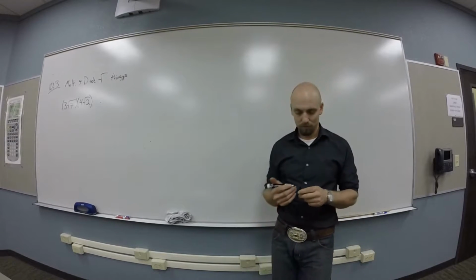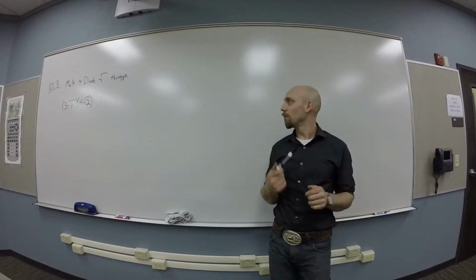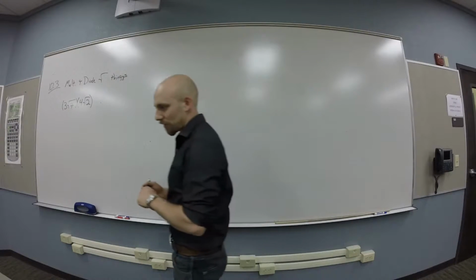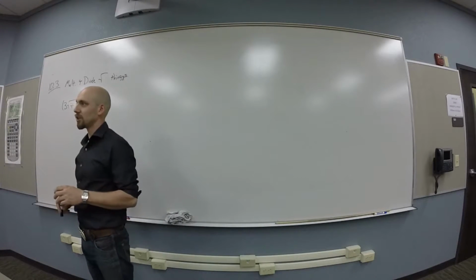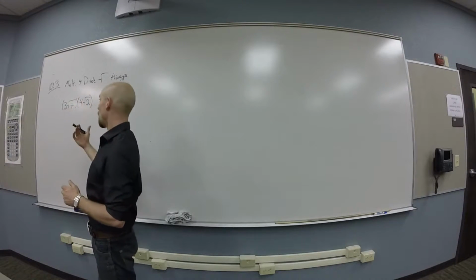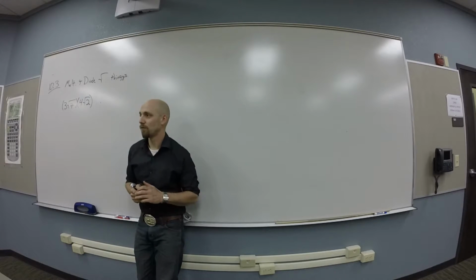Okay, so let's learn 10.3. We want to multiply and divide radicals. And maybe let's give ourselves one example to start with. How would I multiply 3 root 7 times 4 root 2?